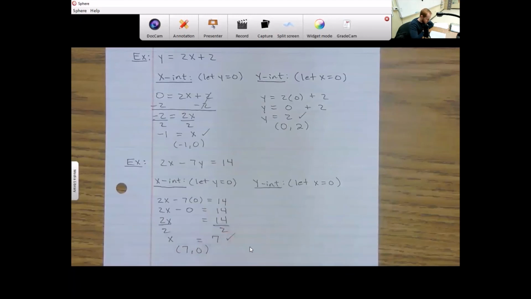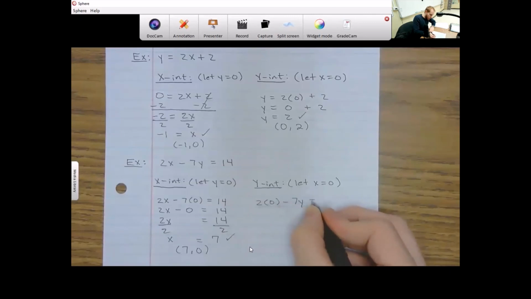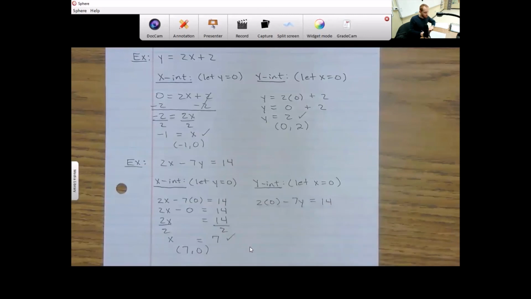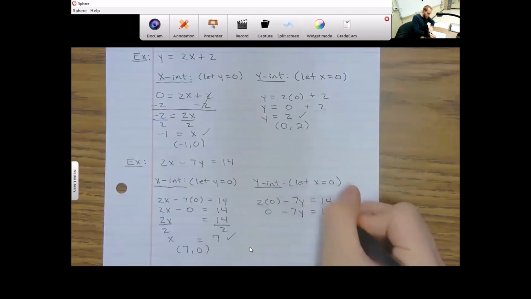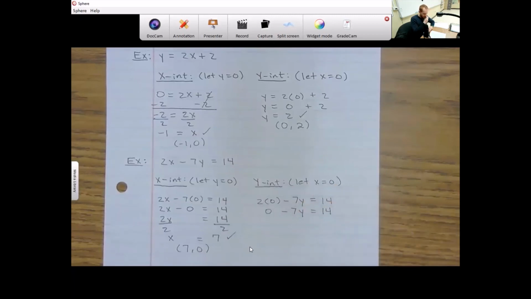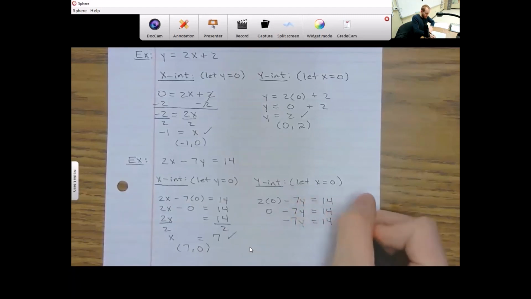I hope so. So let's do the y-intercept now. This time, I'm just going to let x be 0 and see what happens. So what do I get? I get 2 times 0 minus 7y equals 14. So 2 times 0, that's going to give me 0, right? So 0 minus 7y equals 14. Now, since the 0 doesn't do anything, I can just bring down the -7y. Pretty much the same thing.